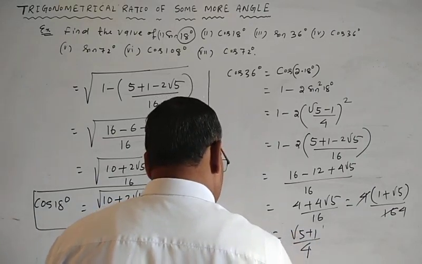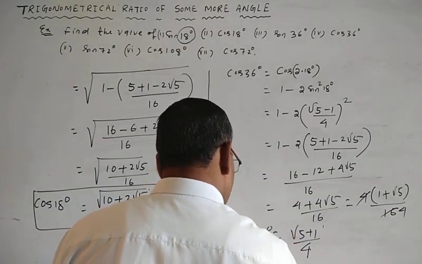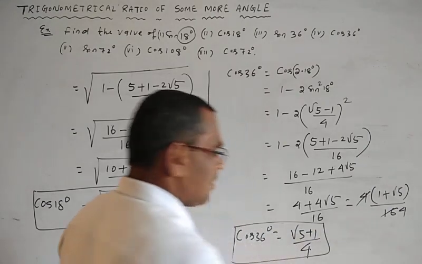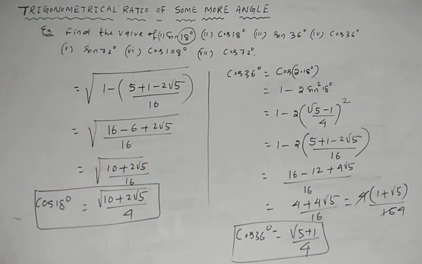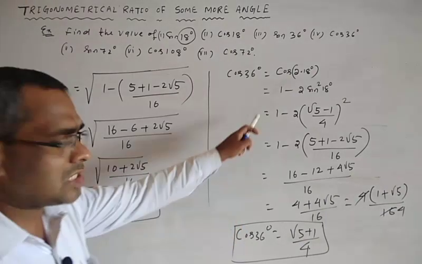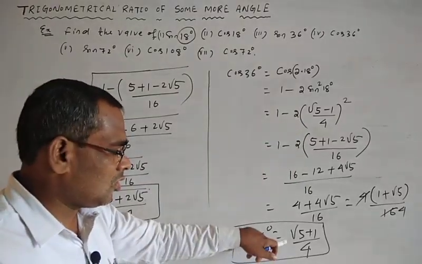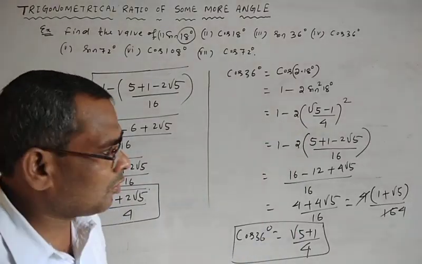That means cos 36 degrees is equal to root 5 plus 1 by 4, and cos 18 degrees is equal to root over 10 plus 2 root 5 by 4, and sin 18 degrees is equal to root 5 minus 1 by 4.